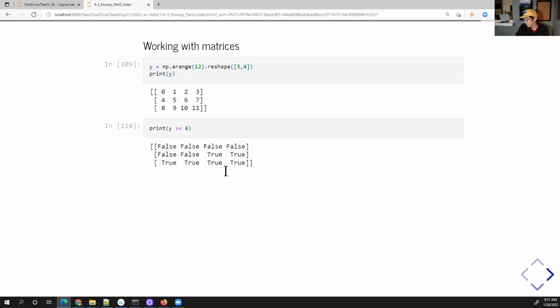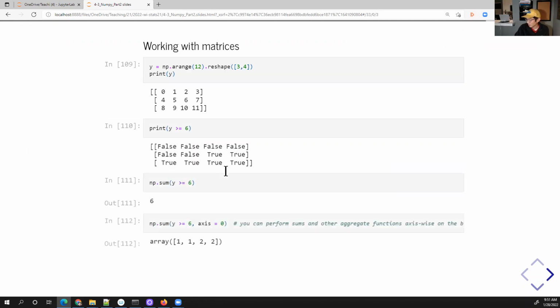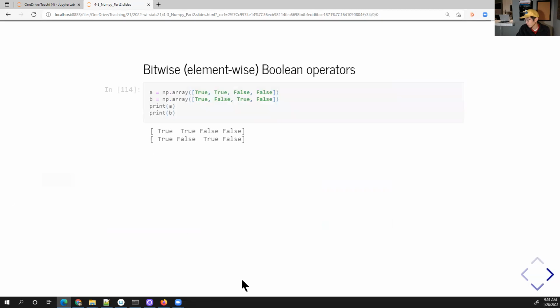Okay, you can also do the same kind of Boolean things with matrices. Which elements are greater than or equal to 6, and you can ask for the sum, and you can do row and column wise sums as well, and things like that. So I think that's fine.